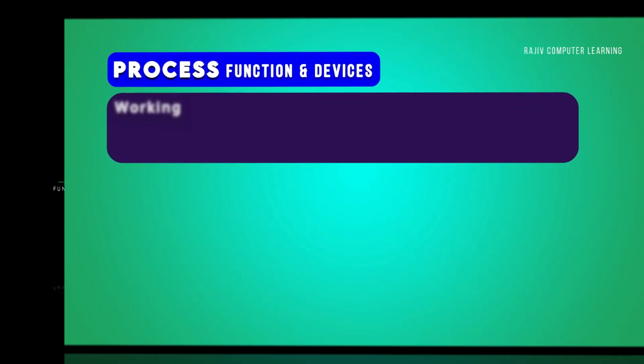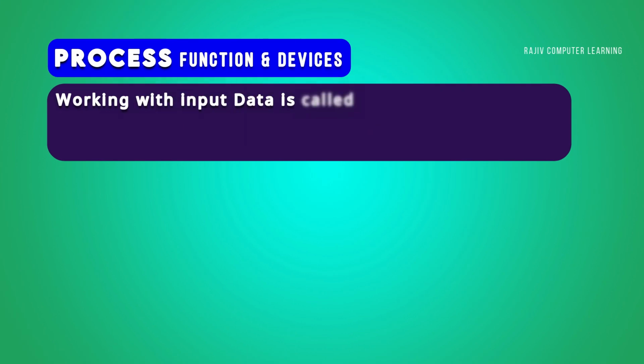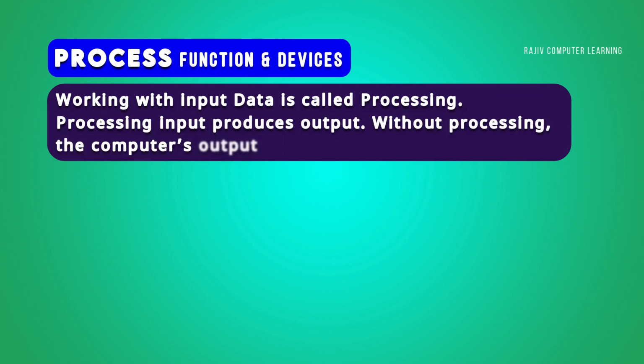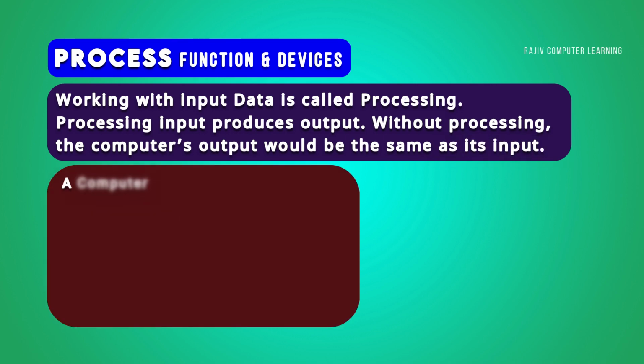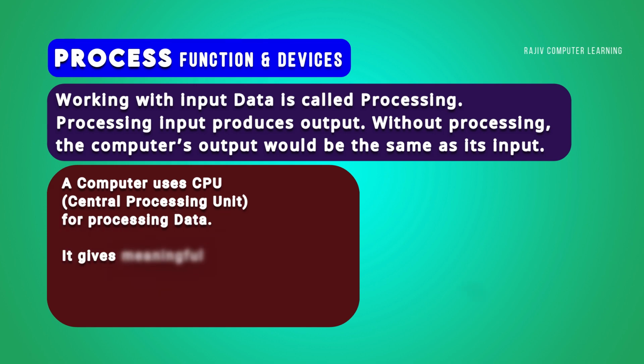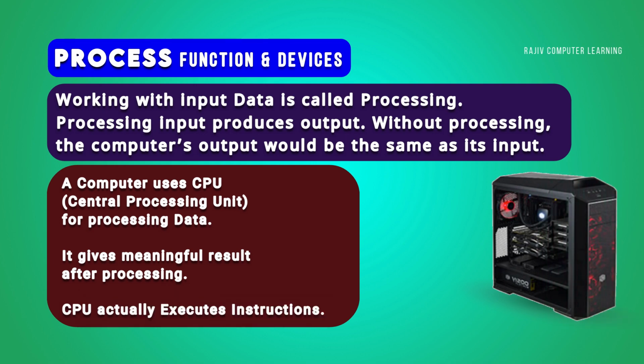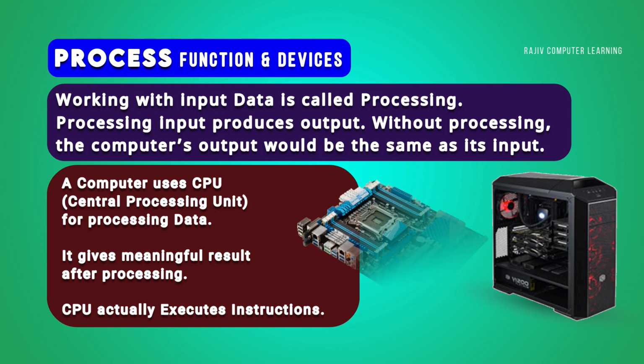Process function and devices. Working with input data is called processing. Processing input produces output. Without processing, the computer's output would be the same as input. A computer uses the CPU, or central processing unit, for processing data. It gives a meaningful result after processing. The CPU actually executes instructions. The picture shows the CPU unit of a computer. Inside it, the motherboard is present. A picture of the motherboard is also shown, which is present inside the CPU.